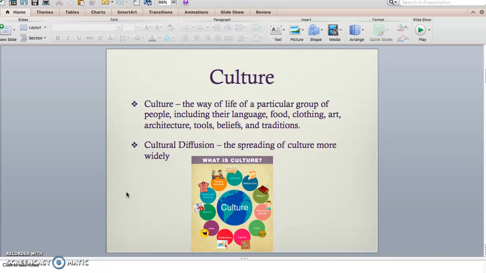Maybe you had an ancestor that came from China, or you had an ancestor that came from Germany. Maybe your parents came from a different country or a different state. Maybe you had a parent that came from Tennessee to here and they spread their Tennessee culture to Louisiana. All right, so cultural diffusion just means spreading of cultures.